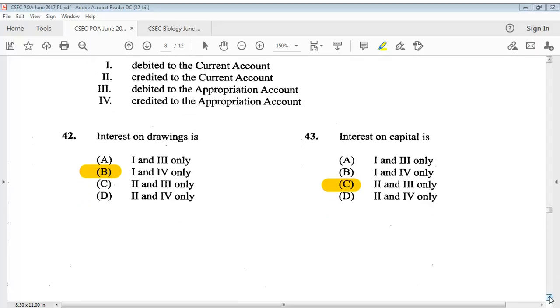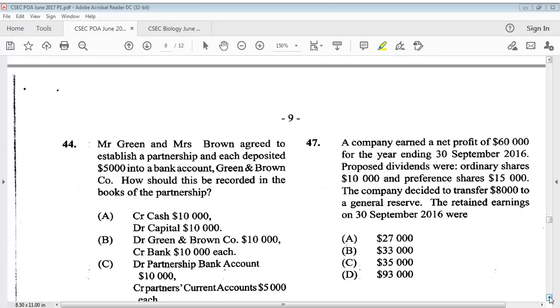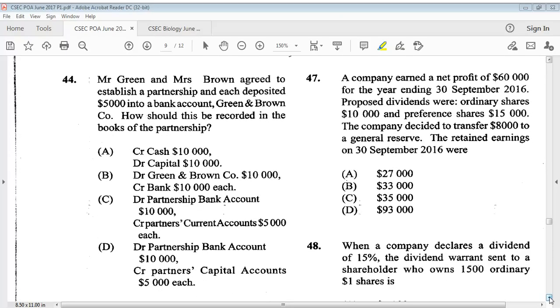Let's move on to number 44. It says Mr. Green and Mrs. Brown agreed to establish a partnership and each deposited $5,000 into a bank account. Green and Brown Co. Company, shortened form. How should this be recorded in the books of the partnership? So we know that we're going to debit the partnership bank account $10,000 since it's both Mr. Green and Mrs. Brown and they deposited $5,000 each. So we're going to debit partnership bank account, that is $10,000, and then we're going to credit each of the partners' capital account $5,000 each. So the answer would be D.